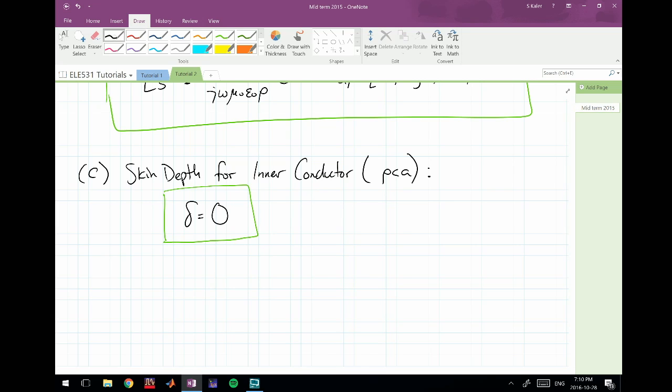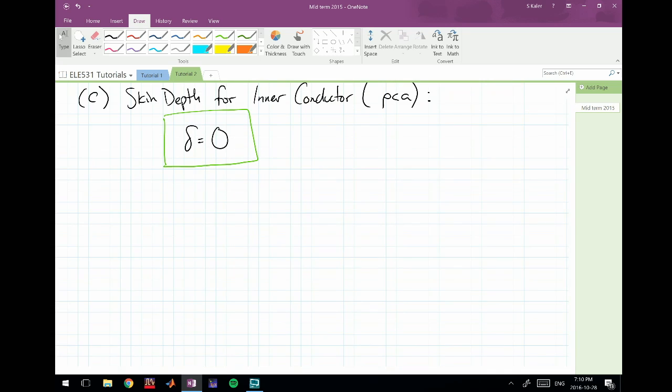Well, that's something you should know. This is physics. It's not enough to know 100 equations. I agree with you. You have to know what these equations imply. So yeah, the skin depth for the inner conductor is 0. So yeah, that's 1 mark. So there, get that, get the drawing, and then get the whole first question. You're set.